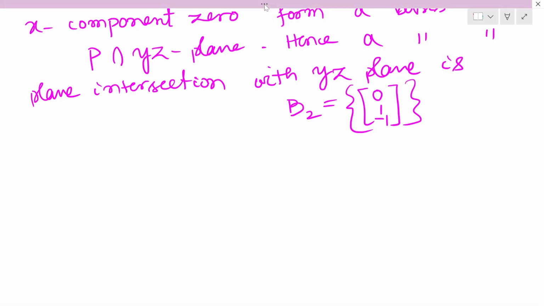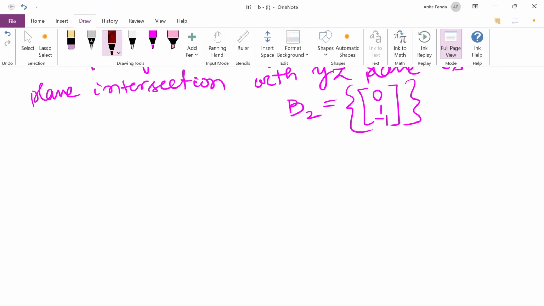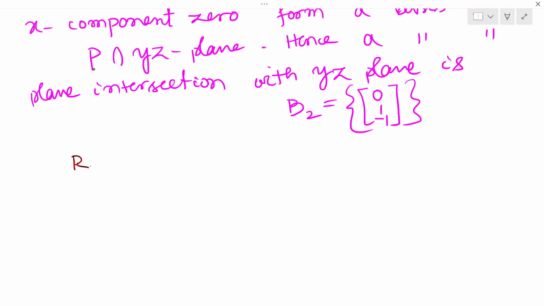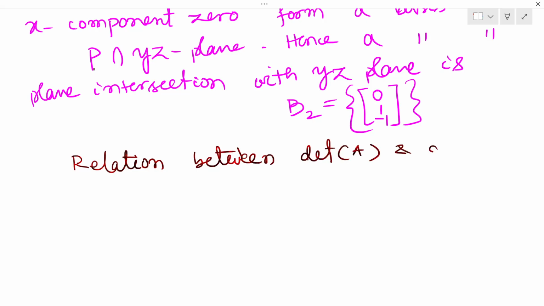So here what is given? It's a very easy question, but the relation between the determinant of A and the determinant of B, this is the question. Where, what about A and B?